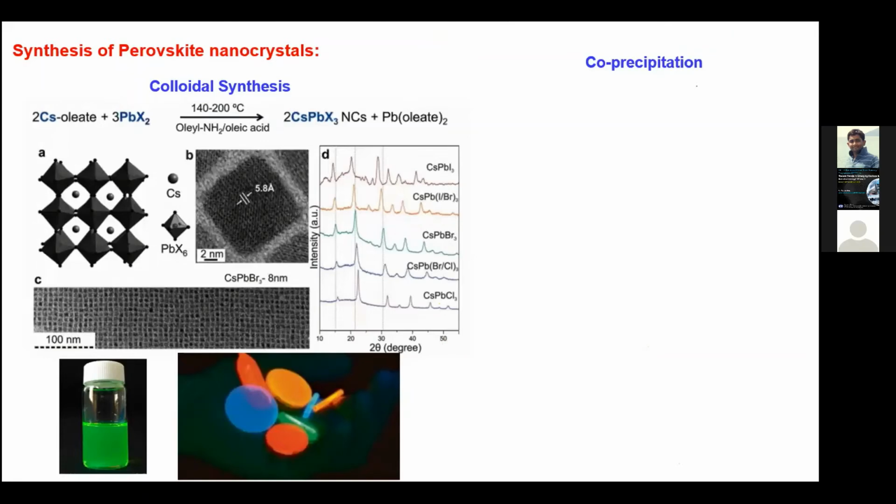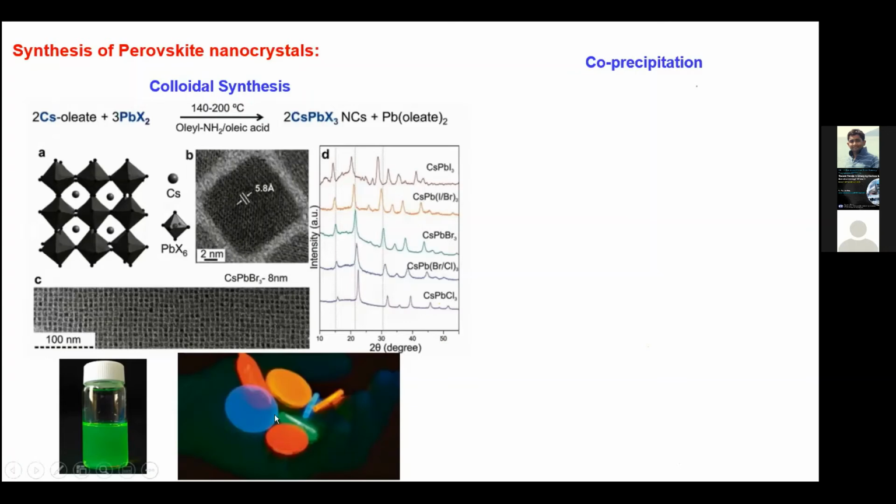As it's a semiconductor, you can have quantum dots. And in a similar way, we can have a solution-based synthesis, like a colloidal synthesis. And this is the basic crystal structure we can get from the XRD. And you can see this solution looks very bright.